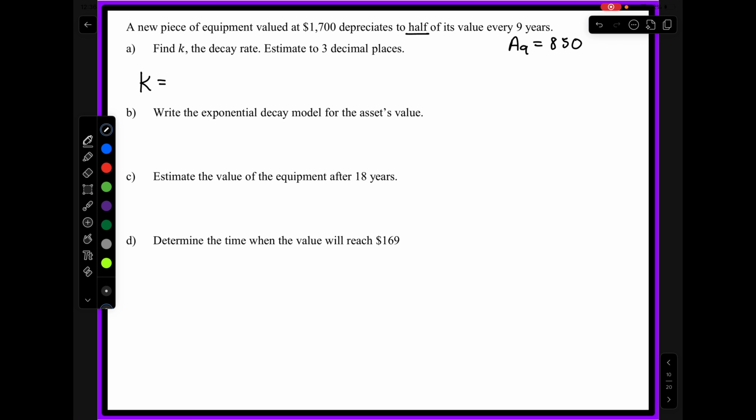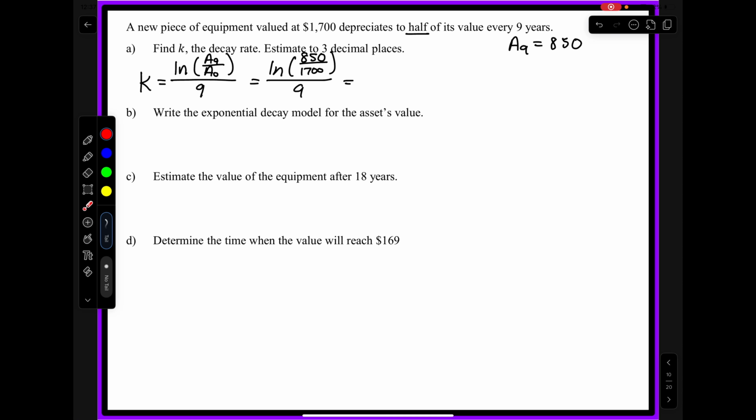So K is calculated by getting the natural log of this amount in 9 years, dividing it by the initial amount, and then that number gets divided by the time, which is going to be 9 years. So 850 divided by 1700, divided by 9.